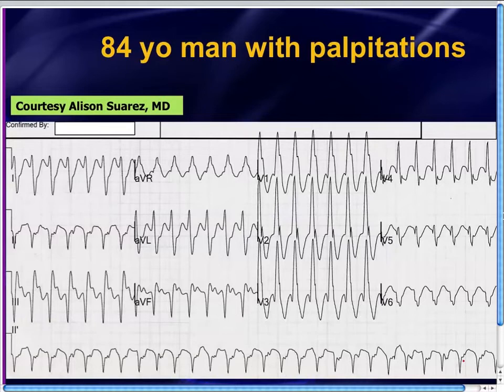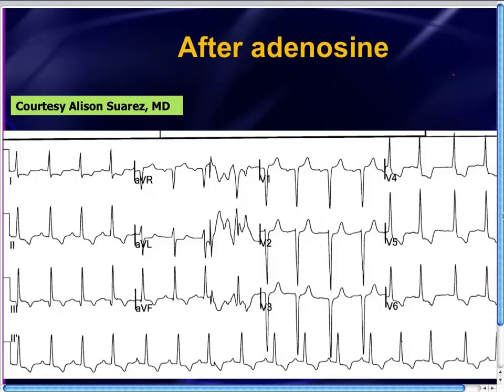All right, so wide complex tachycardia, obviously, and the patient was relatively stable. So the patient was given some adenosine, and what do you know? The patient converted to sinus rhythm.